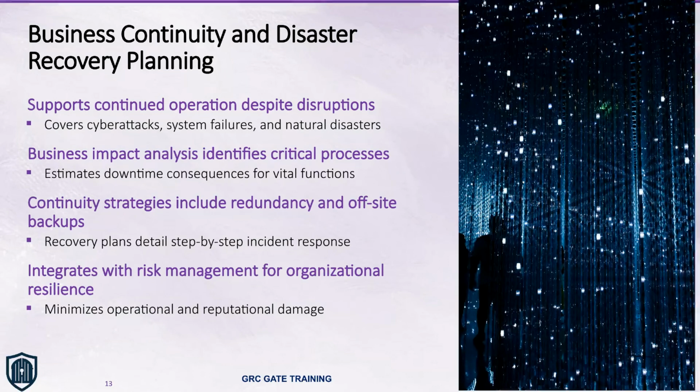For example, a manufacturing company may determine that even a brief interruption to its production line could lead to substantial financial losses or supply chain disruptions. Continuity strategies, such as maintaining redundant systems or offsite backups, and recovery plans that outline step-by-step responses to incidents, are crucial for minimizing operational or reputational damage. By integrating business continuity with overall risk management, organizations enhance their resilience and ability to navigate unexpected challenges.